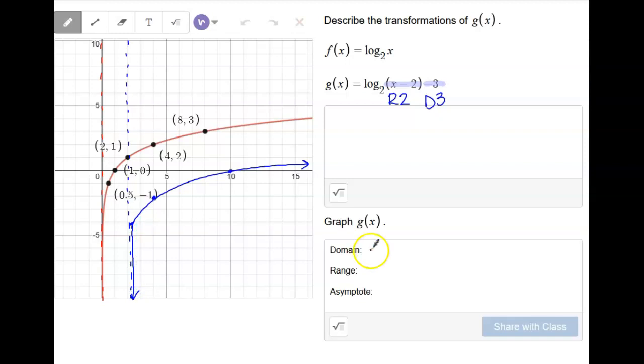Okay, again, domain is all the x values. So before we can do domain on this one, we need to do the asymptote. The asymptote shifted from x equals 0, it shifted 2 to the right, so it's at x equals 2. So the domain is from 2 to positive infinity, and the range is from negative infinity to positive infinity.